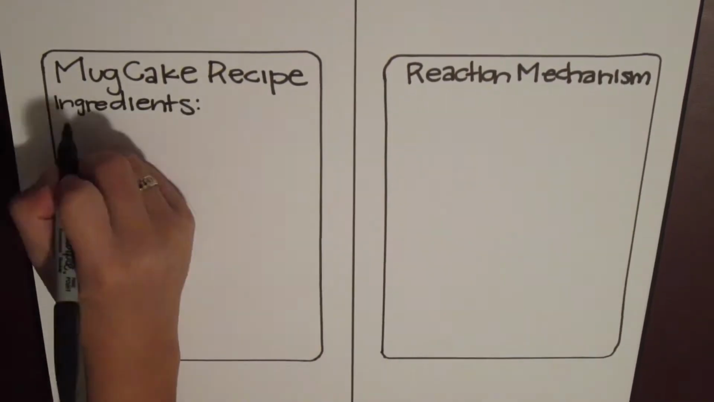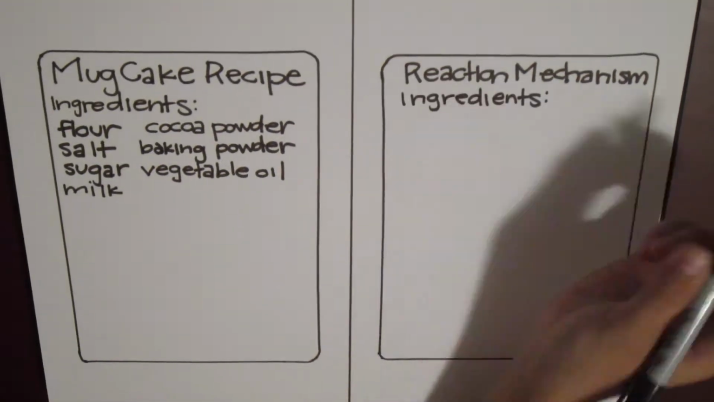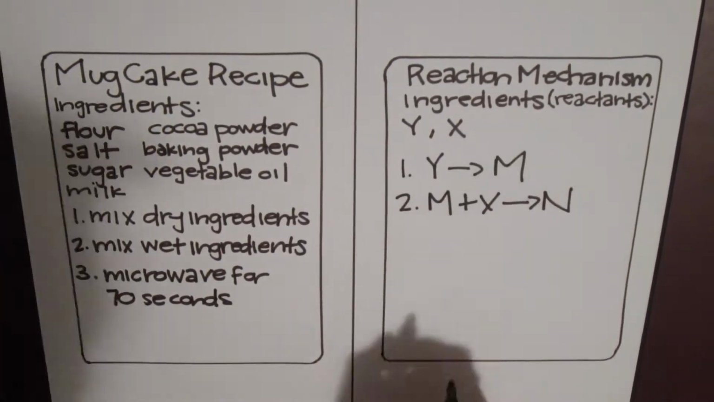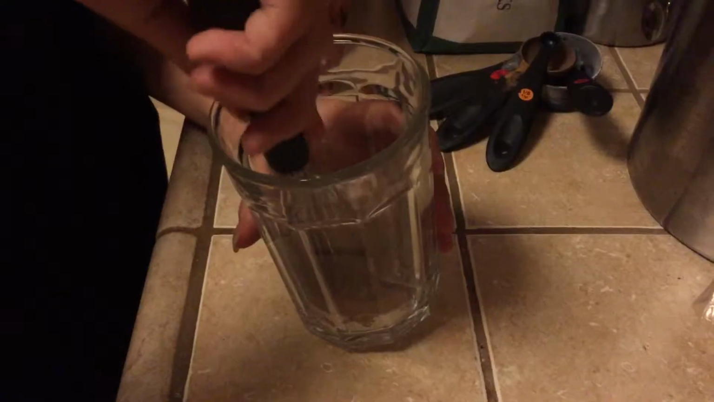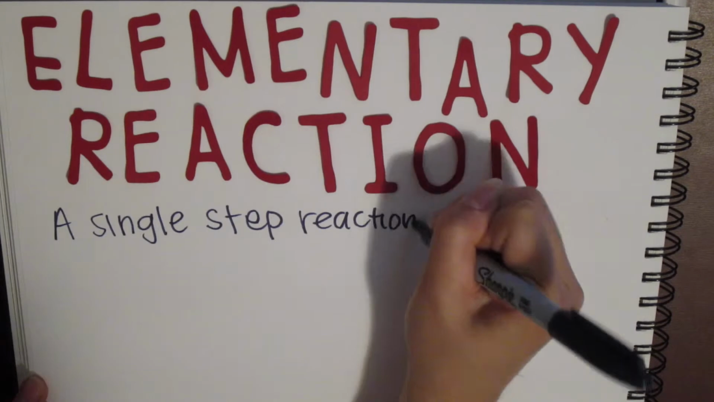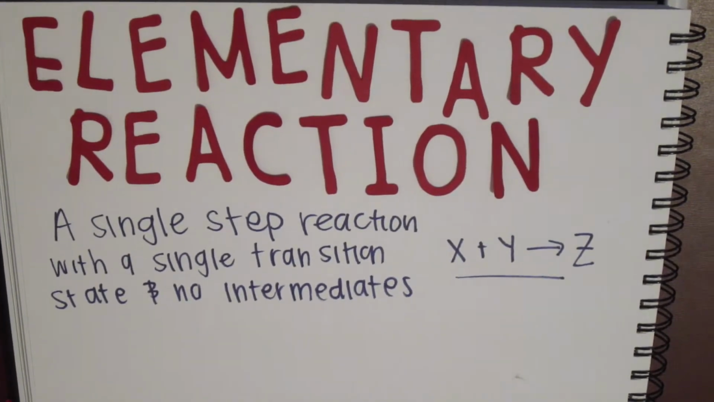The recipe for a cake is like a rate mechanism. It contains all the steps of the process which eventually leads to the final product. A single step in a recipe, like mixing all the dry ingredients together, is the same as an elementary reaction. Elementary reaction: a single-step reaction with a single transition state and no intermediates.